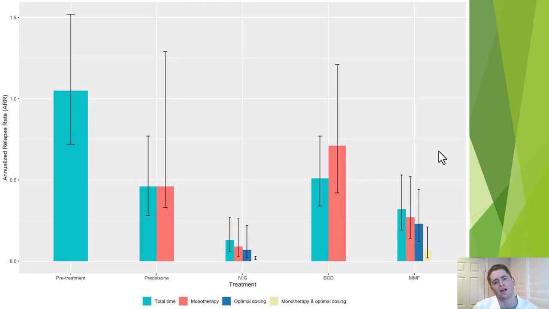This graph summarizes the results, and they tried to look at it in different ways. They looked at, coded in dark blue, optimal dosing, people who got an ideal dose. They looked at monotherapy, people receiving only that drug and no other immunotherapy, but it didn't really matter. You can see people pre-treatment without medication, the annualized relapse was around one attack per year, and IVIG clearly did the best.